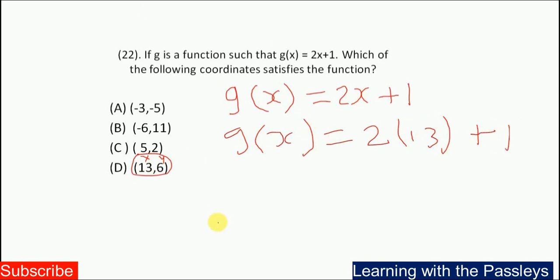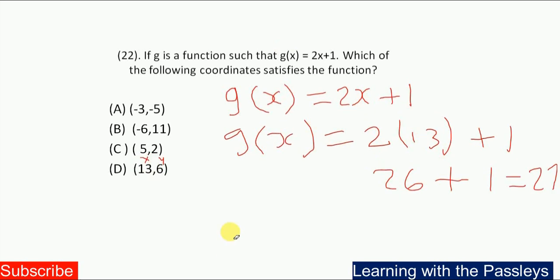Let us calculate. 13 times 2 is 26, plus 1 equals 27. Therefore, D is not the correct answer because we have a 6 right here and we have a 27 right here. Hence, D does not satisfy this function. Now we have to move on to another choice.